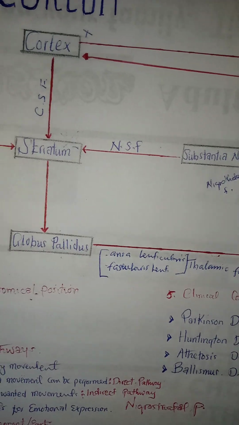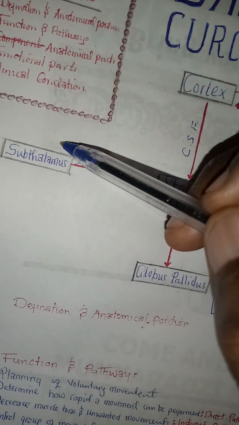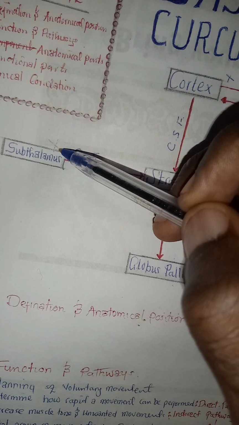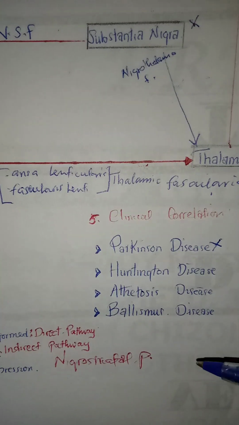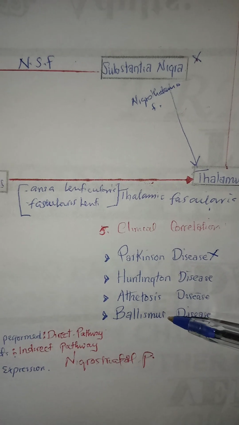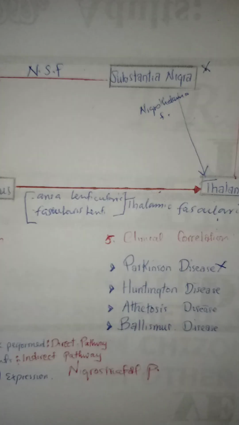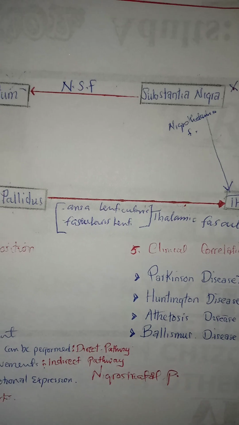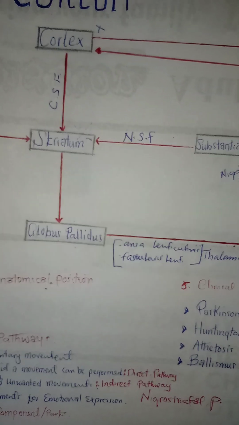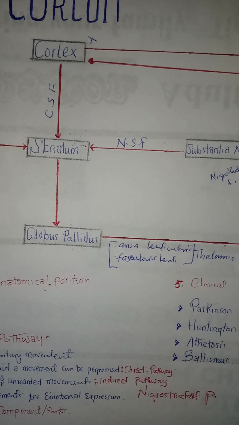And then what happens if there is damage to subthalamus? Okay, so if there is damage to subthalamus, you will have a condition known as hemiballismus. So this is due to lesion to subthalamus. Alright guys, so in this video we have summarized everything which we need to know about the basal ganglia. Until next time.